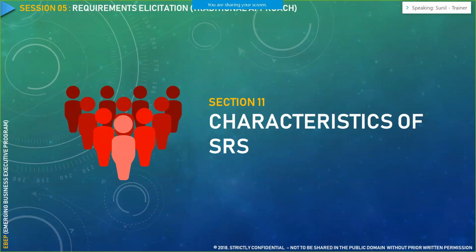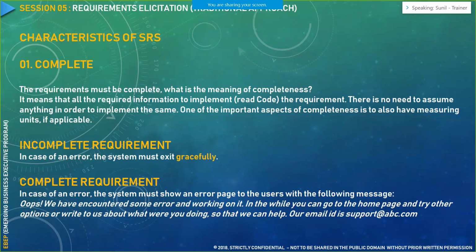Now, what are the characteristics of a software requirement specification or functional specification document? The first is that it has to be complete. The requirement must be complete. What is the meaning of completeness? It means that all the required information to implement, read, or code the requirement is present.